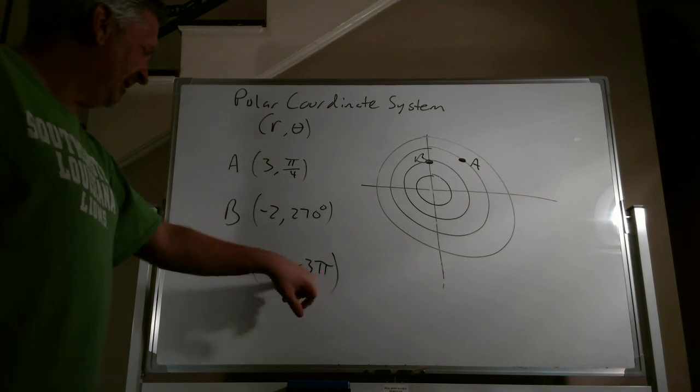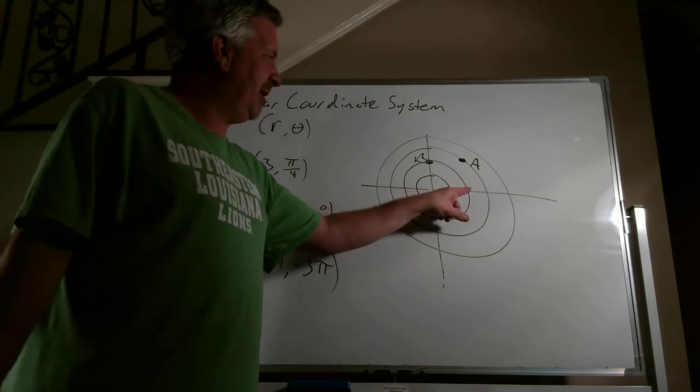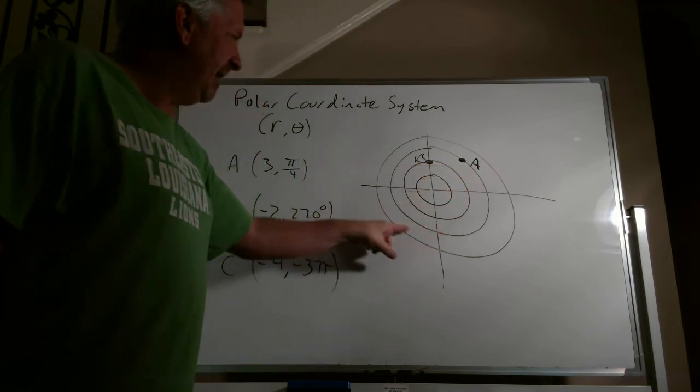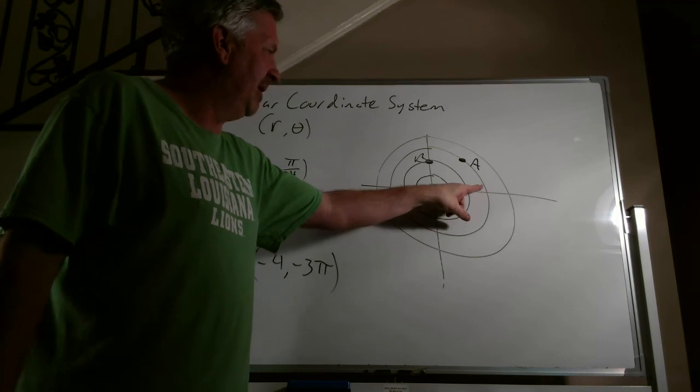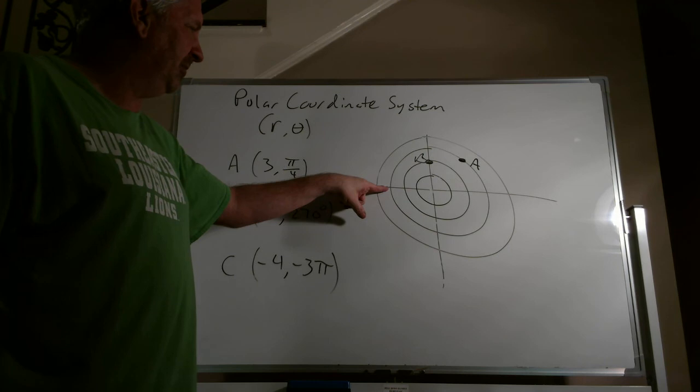I've switched back to radians. So here theta is negative 3 pi. Well, remember 2 pi radians is all the way around. So initial side is here. Negative 2 pi puts me back to here. Another negative pi puts me to here. So negative 3 pi, the terminal side is here.